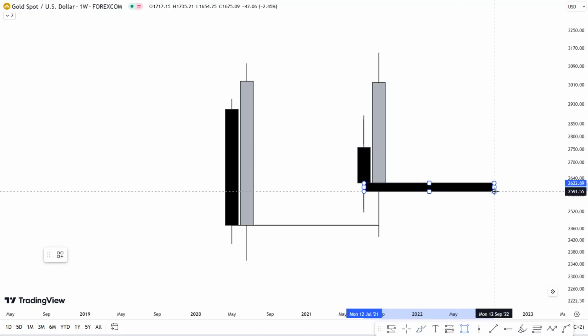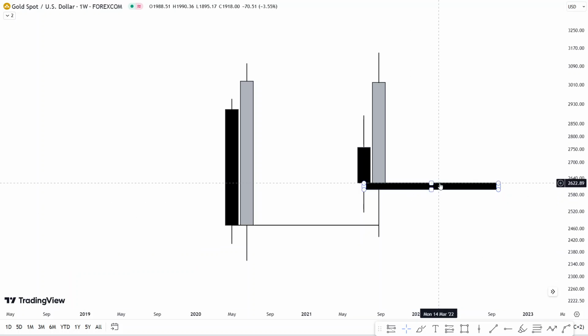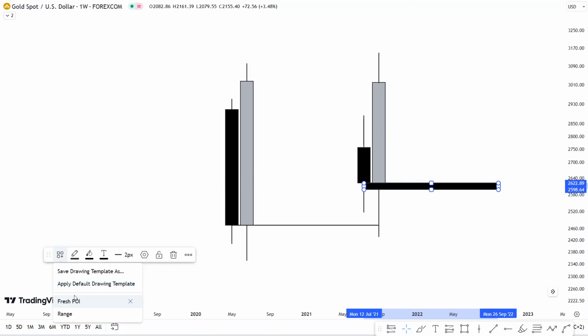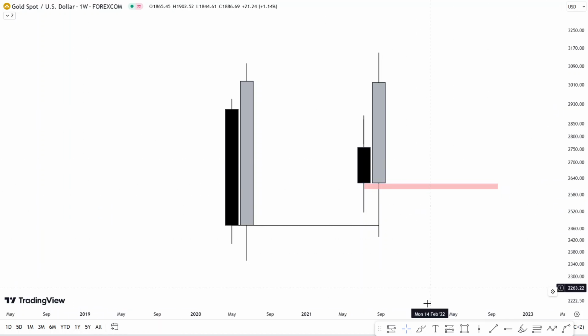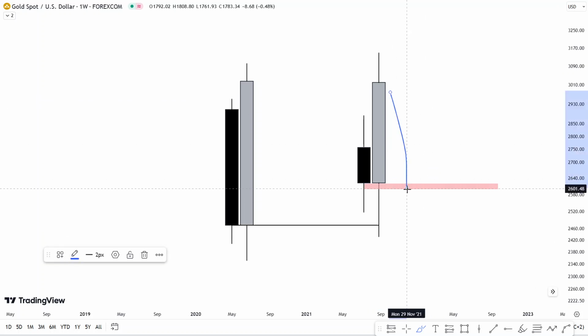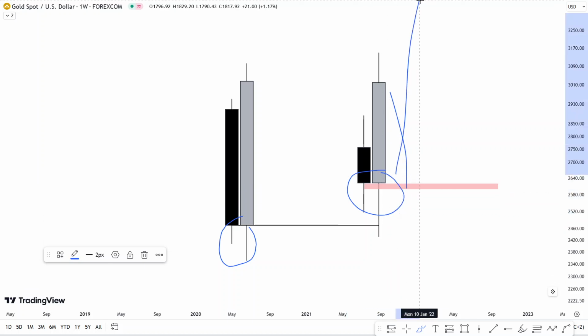Let me just change this, I want to fix this right now. Fresh POI is going to be blue. This is a turquoise. So that's the area that you're going to observe, right? Why? Because this one has proved that it can possibly support price, right?